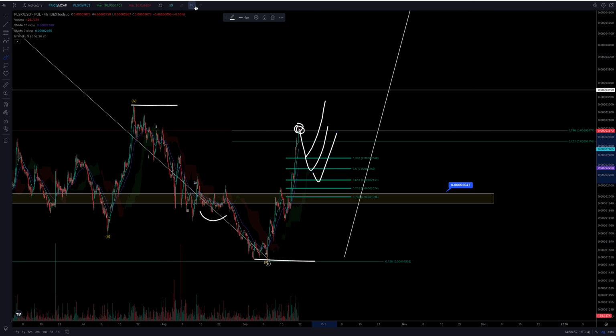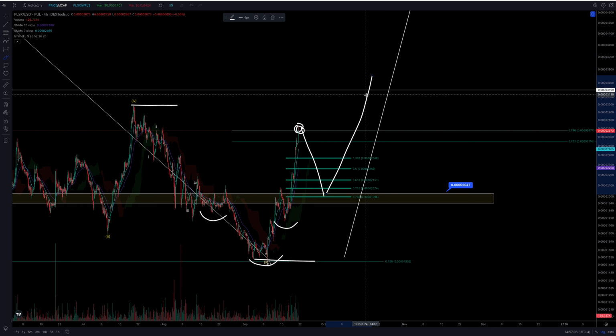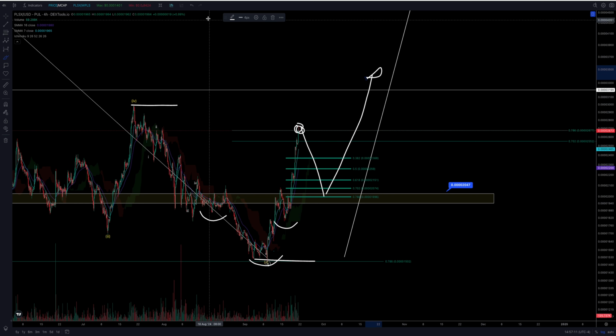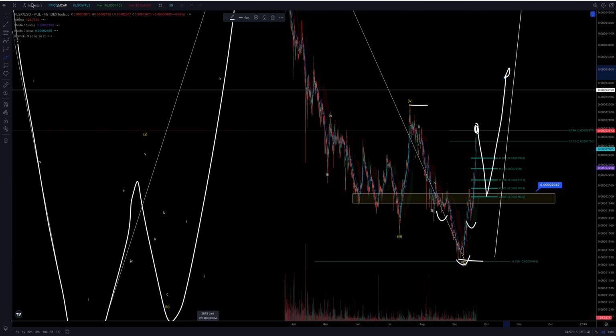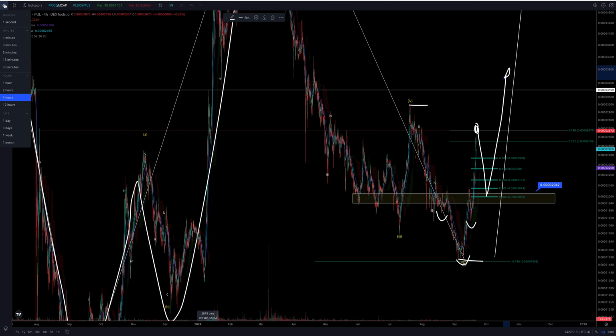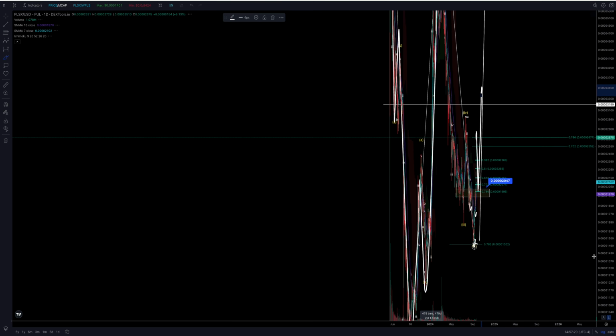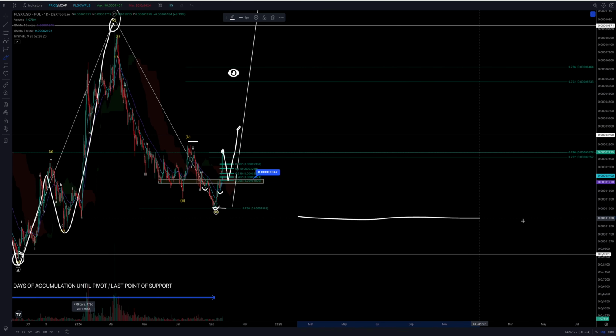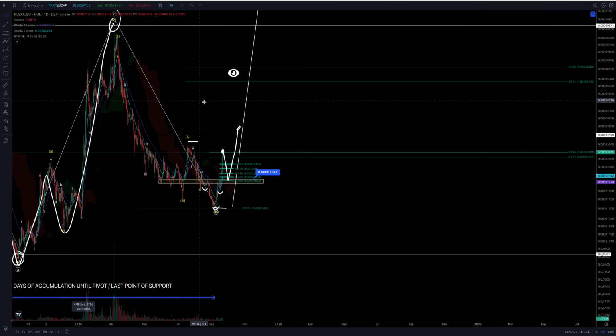I would say worst case scenario, it comes down towards the neckline of this inverted head and shoulders pattern at the 78.6% fib and then see a nice retrace from there, or a reversal from there. Okay, we can also take a look at, so before we take a look at PLS, the structure that's forming here on PulseX is a very bullish structure.